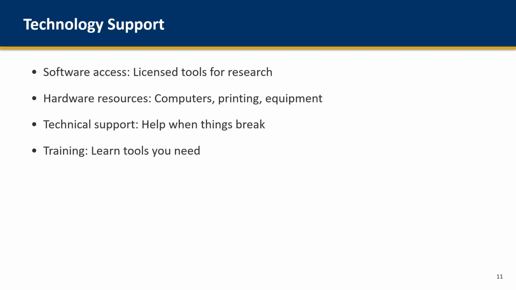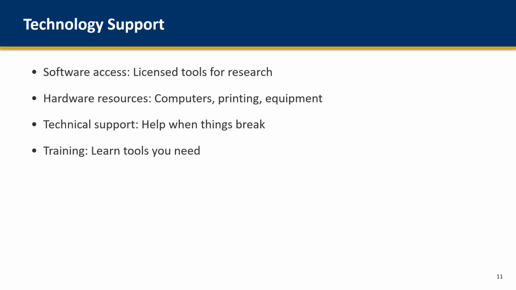Technology support provides tools and assistance that support your academic work. Software access through university licenses saves significant money. Statistical packages, citation managers, graphics software, and other tools may be available free or at reduced cost through university licenses. Check what software your institution provides before purchasing anything yourself.